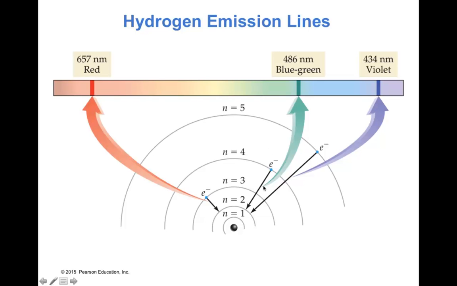And this blue-green one at 486 is in the middle because it releases an amount of energy that is higher than this one but lower than this one. So that's why it's between those two transitions. Those wavelengths are associated with a specific amount of energy released when you go from a higher orbit to a lower orbit.